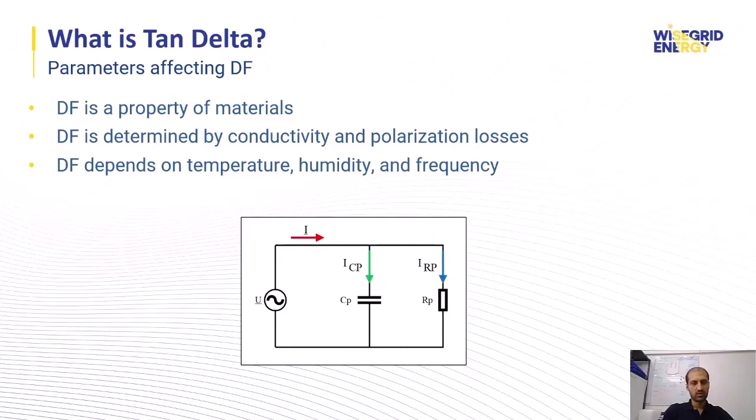These two mechanisms together determine the dielectric total loss, and the third and very important one is the tan delta dependency on temperature, humidity, and frequency of the applied test voltage. Because of conduction and polarization, which are both nonlinear phenomena, this dependency is complex and doesn't follow a simple mathematical relationship, and we will explore more in the upcoming slides.